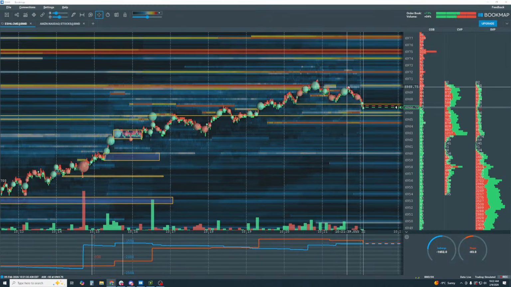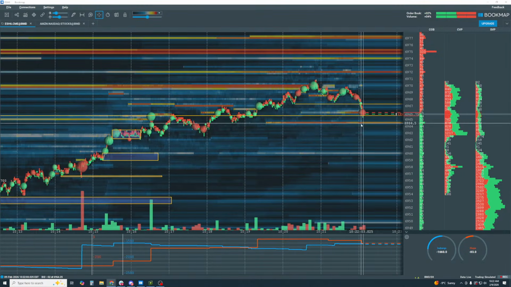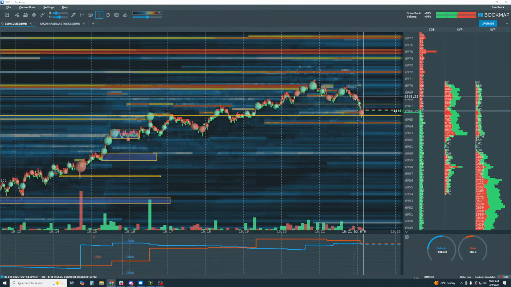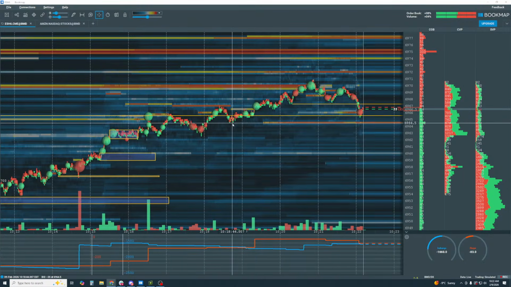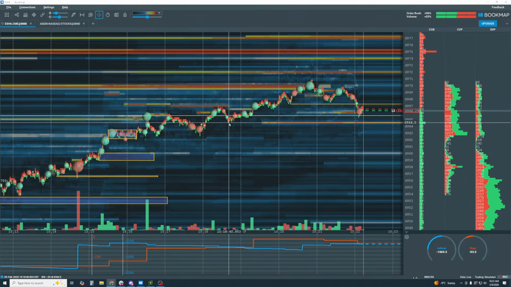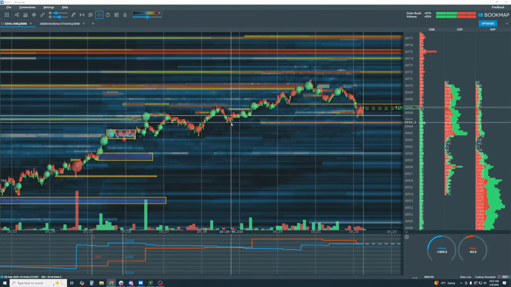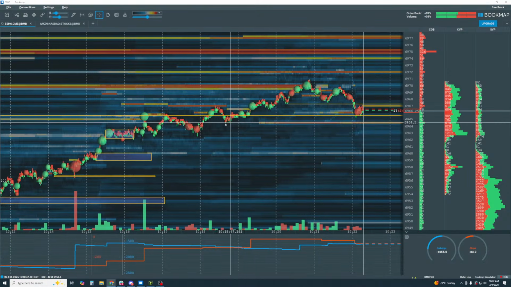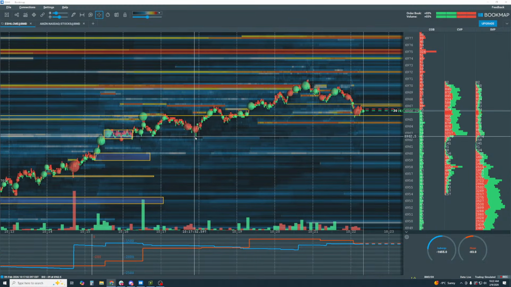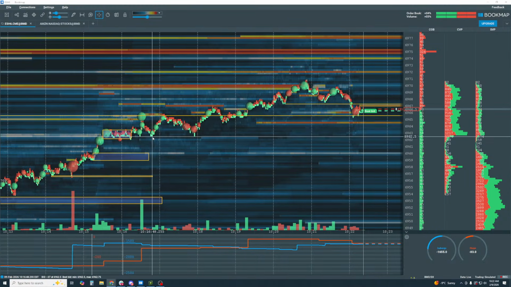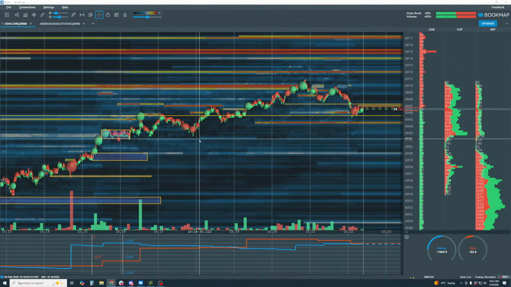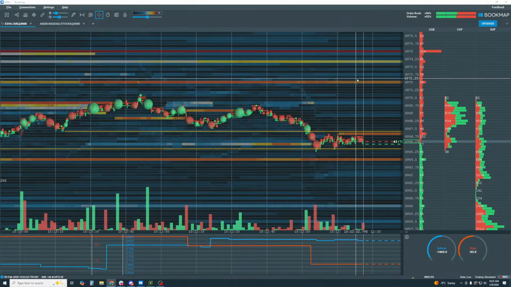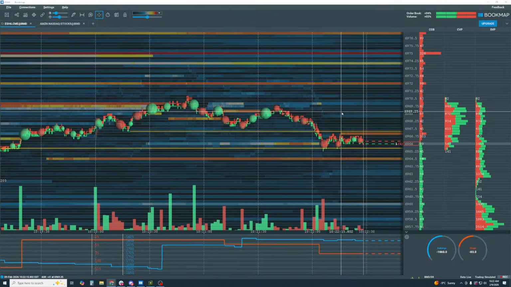Okay, there's our pullback. You can see high liquidity in here just below that little swing, or at that swing here as well at 64.5. And another area down here, 62 looks pretty good. Let's see if we can find our buyers again here down in this area.